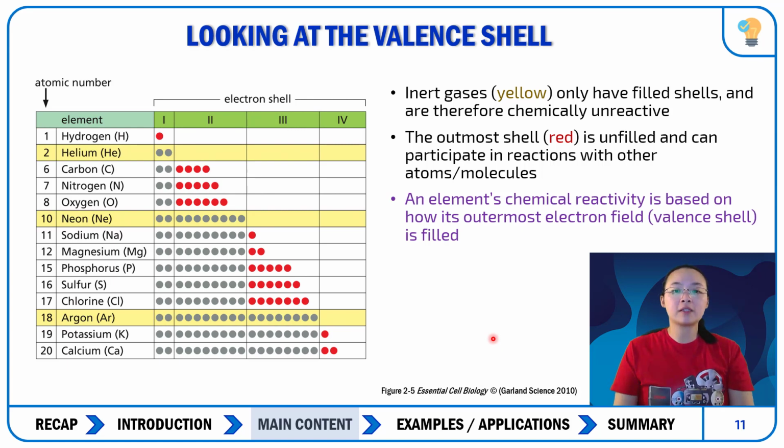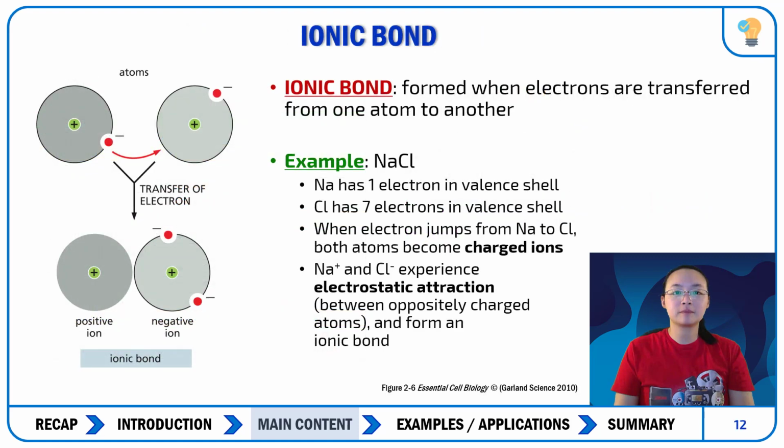So now it's time to take a look at what chemical bonds there can be. The first one I want to talk about is the ionic bond. These ionic bonds are formed when electrons are transferred from one atom to another. So this example on the left is with hydrogen, with its 1 electron in its valence shell. And so we see hydrogen passing on one electron over to another atom.